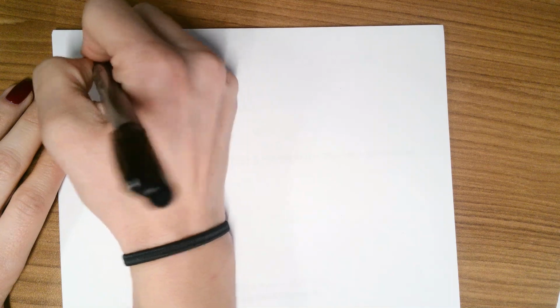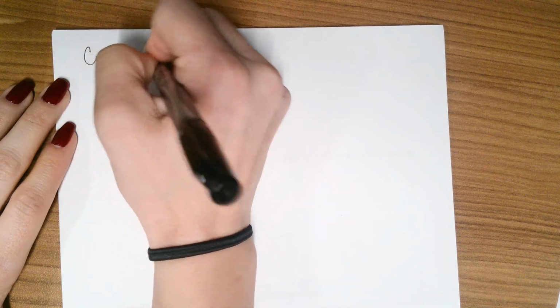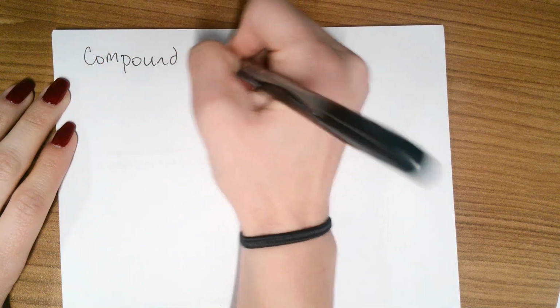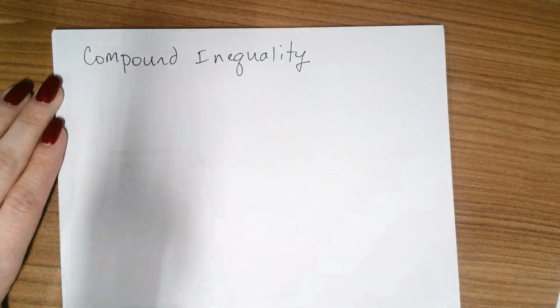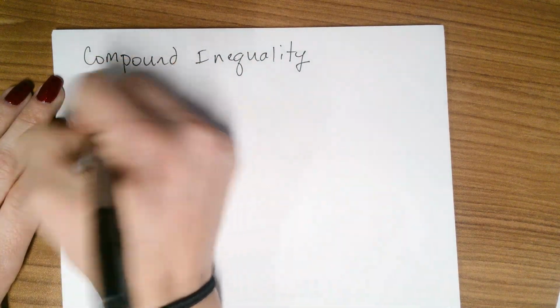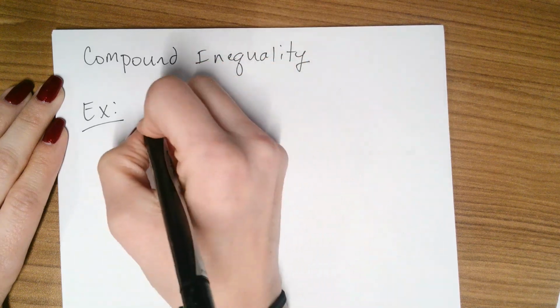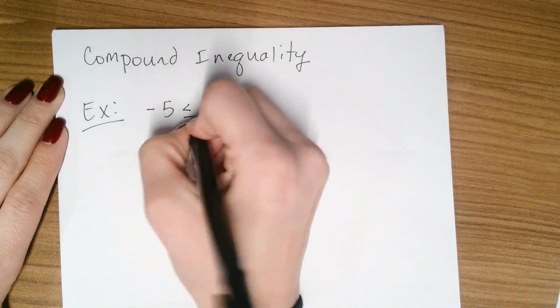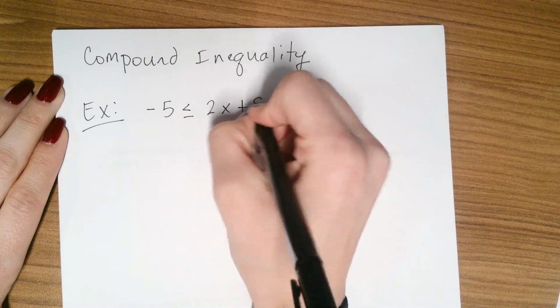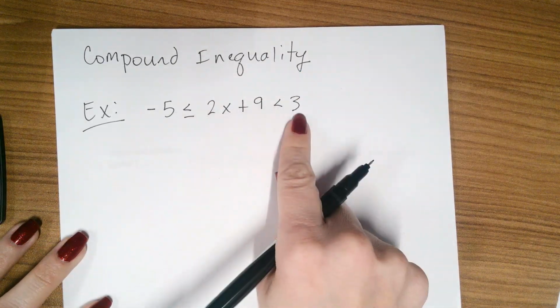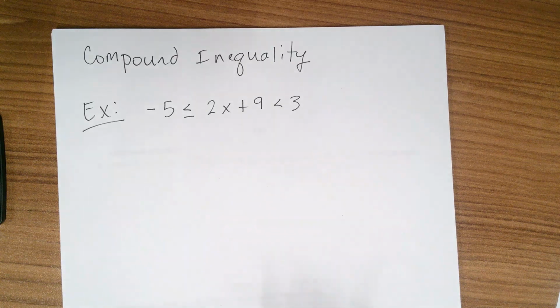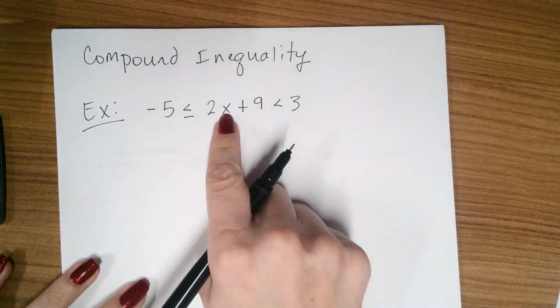There are a couple of different types of inequalities. We can have a compound inequality. Instead of having just 2 sides, we actually have 3 sides. So an example of a compound inequality, say I have negative 5 less than or equal to 2x plus 9 is less than 3. You see that I do have 3 sides of the inequality. The goal here is still the same. I'm trying to get x all by itself.